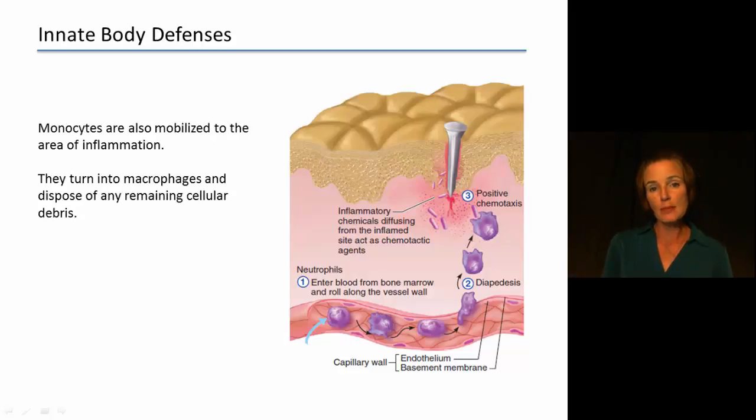There's also going to be monocytes. These monocytes are going to be mobilized to that area of inflammation, and on their way, they're going to turn into macrophages, and as macrophages, they're going to be able to dispose of any remaining cellular debris. So in this way, we are responding to that injury that just occurred in that location.